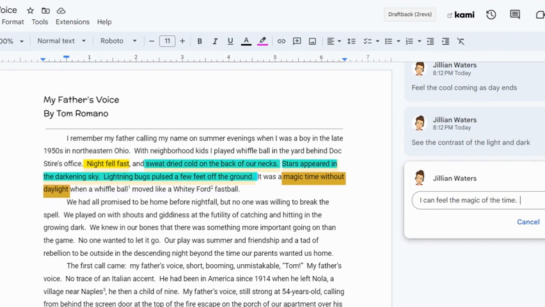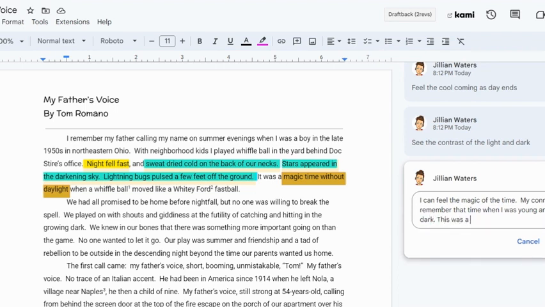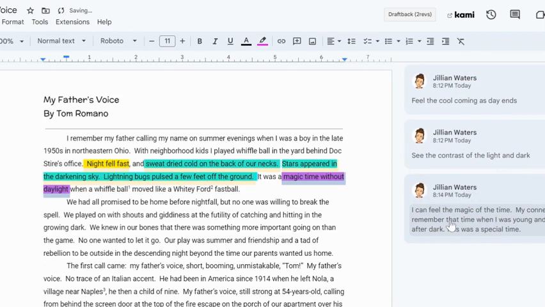I may also include not just what I'm feeling as I read this, but also my connections that I have. So, I remember that time when I myself was young and would be outside playing after dark, and it felt like something special was happening. So we found some good sensory details here. And then, let's take a look at the next paragraph.